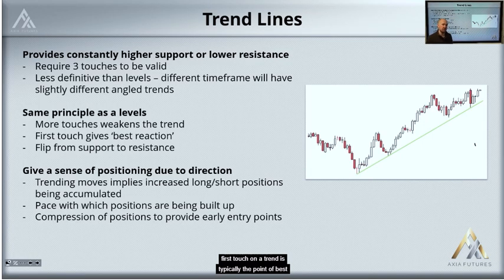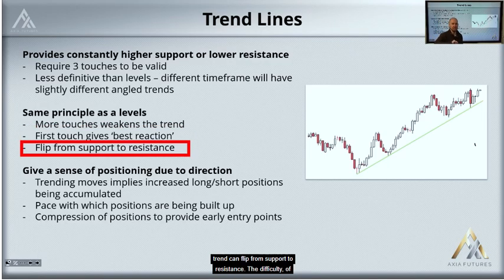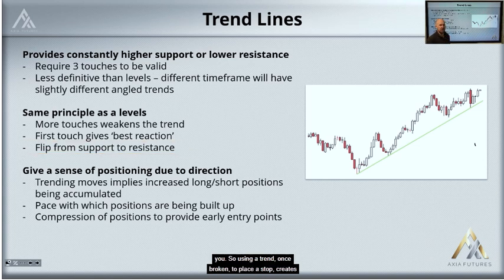So your first touch on a trend is typically the point of best reaction, and that can often be the 3rd touch. The confirmatory touch is the point where typically you're going to be looking to enter on a trend. Like with any kind of level, a trend can flip from support to resistance. The difficulty, of course, there is that you have a support or resistance point that then is progressively getting further and further away from you.